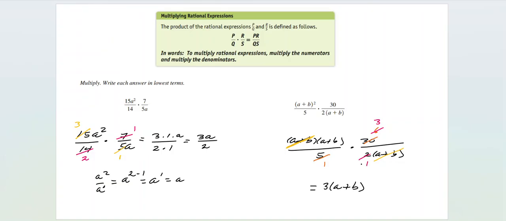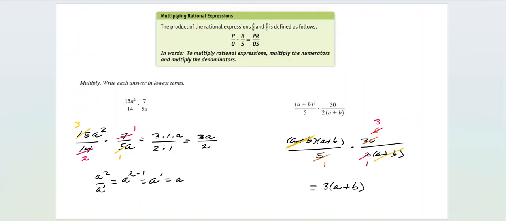And what about the denominator? In the denominator, I don't have any factor other than 1. So it's going to be 3 times (a plus b) over 1, which is going to be 3 times (a plus b). So this is how you perform these multiplications. You simplify first, and then you multiply numerator times numerator, and denominator times denominator.